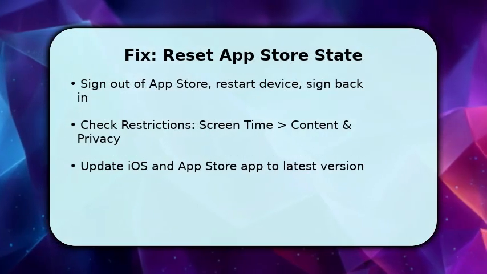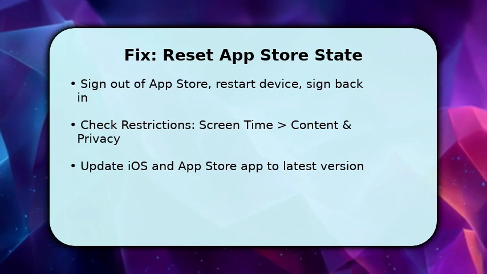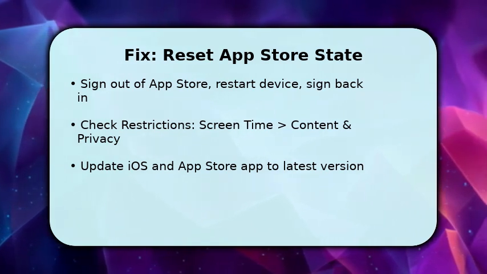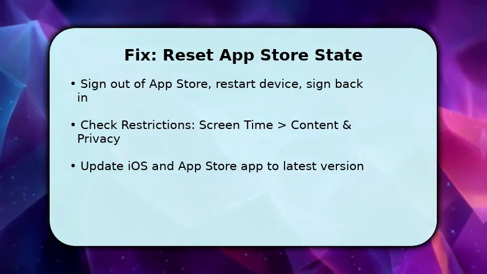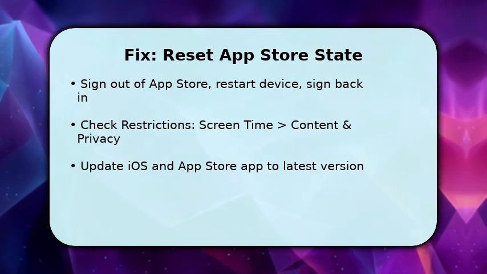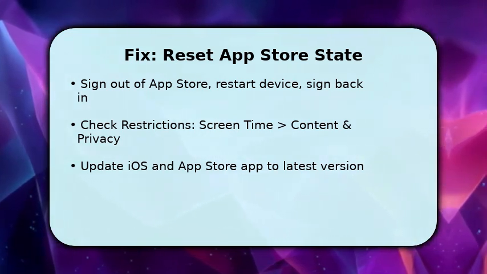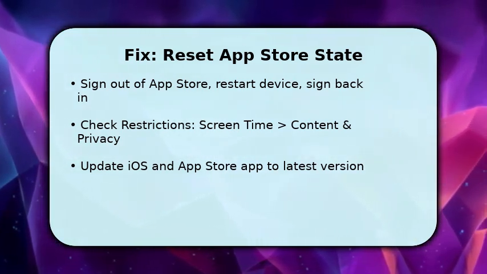Now you reset the App Store state and permission filters so the purchase option recalibrates. Sign out of your App Store account, restart the device, and sign back in to force a new entitlement query. This resolves many phantom buttons.